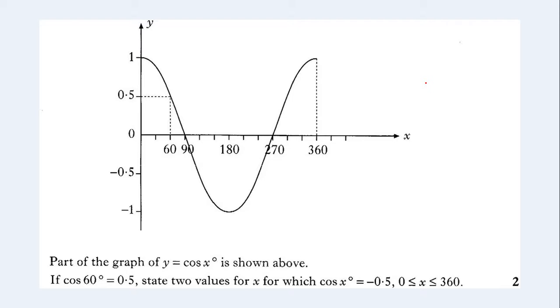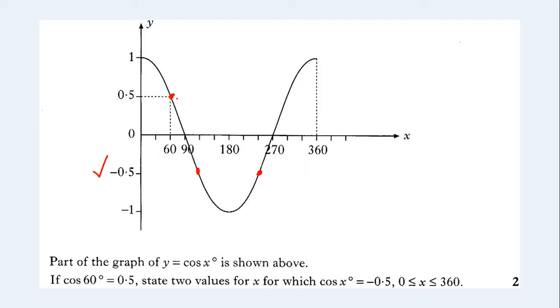Okay. Right, we'll end on this question. So this is part of the graph y equals cos x degrees shown above. If cos 60 is 0.5, state two values for which cos of x is minus 0.5. So they've given us this point, but what they want to know is this. They want to know what this point right here is and what this point right here is. The values that are minus 0.5.